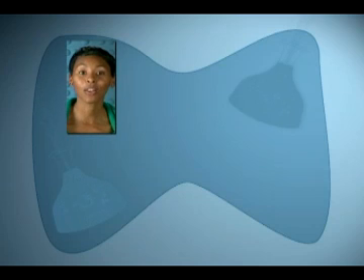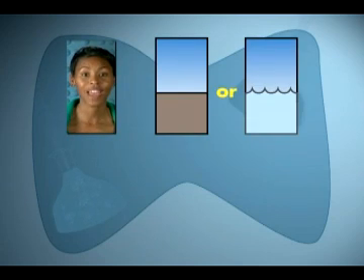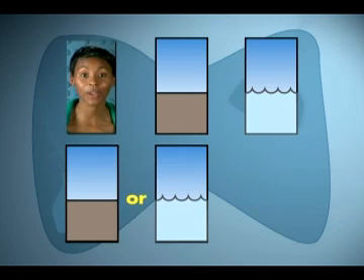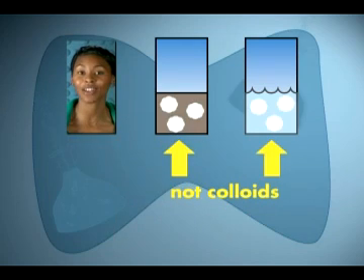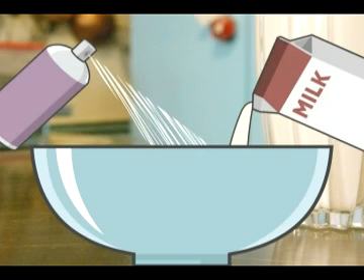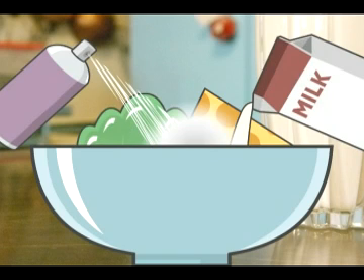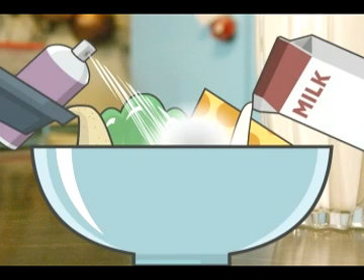The particles in a colloid can be either solid or liquid, and they can hang out in a solid, a liquid, or a gas. Basically, the only combination that can't be a colloid are gas particles mixed into a solid or liquid. A few examples of colloids are milk, hairspray, smoke, gelatin, cheese, and quicksand.